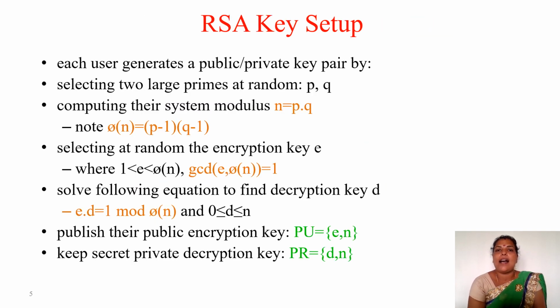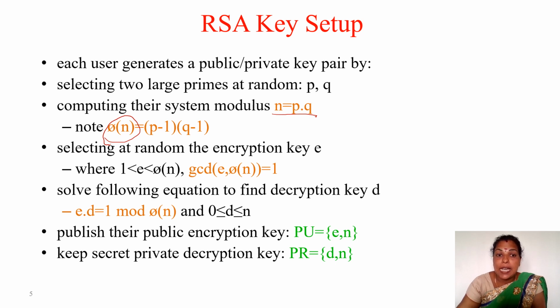So this is the RSA key setup process, that is, each user generates a public and private key pair. In public key cryptography, we always have to generate a key pair, that is a public and a private key. The first step is selecting two large prime numbers, P and Q, as I already told you. Then we compute the value of n, that is n equal to P times Q. Then we have to compute the Euler totient function. You may remember that phi of n is the Euler totient function. Phi of n equal to (P minus 1) times (Q minus 1).